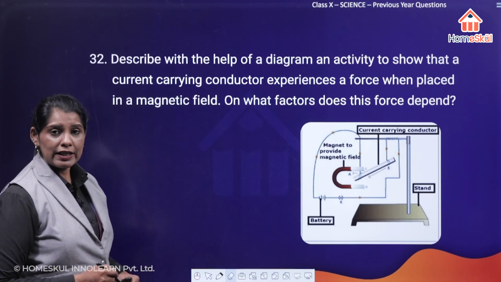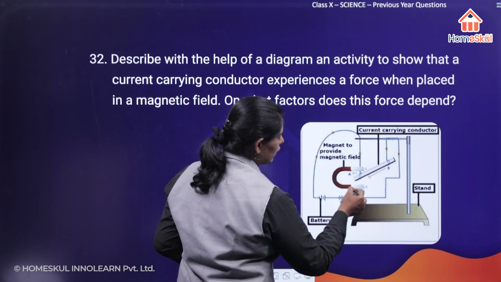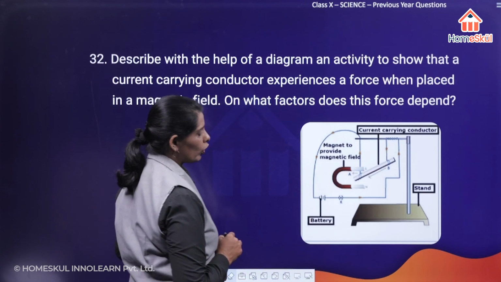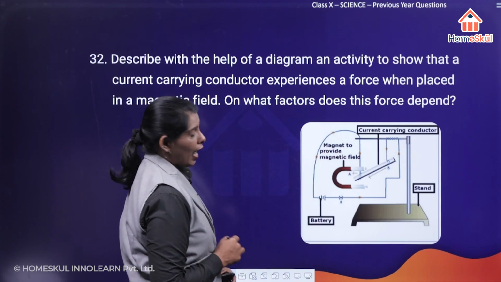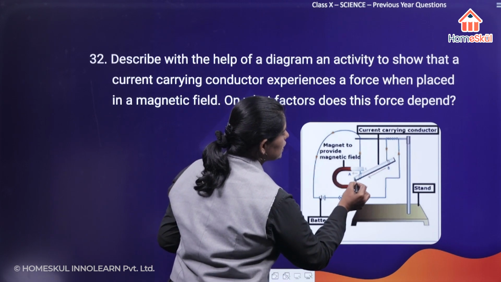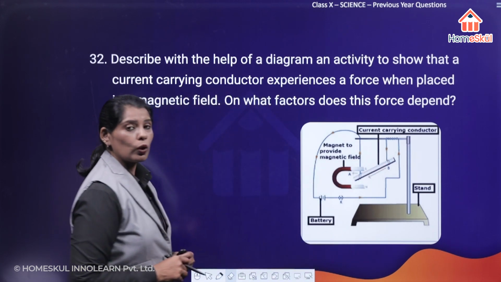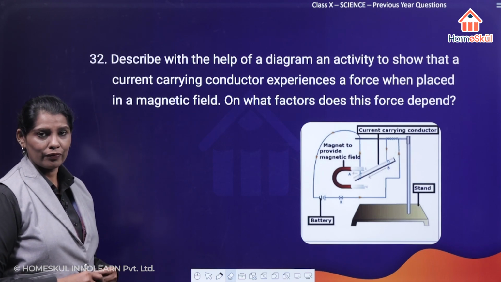So what does the activity say? When a current carrying conductor is placed in the magnetic field, what happens? It will experience a force. And you can see whenever a force is experienced, this conductor will show a deflection, a momentary deflection here.